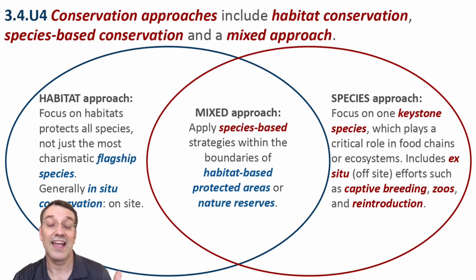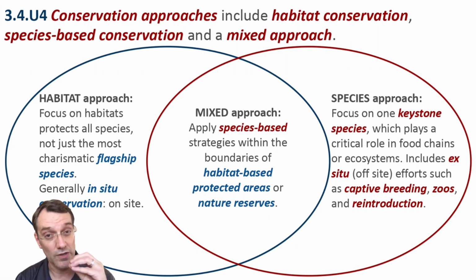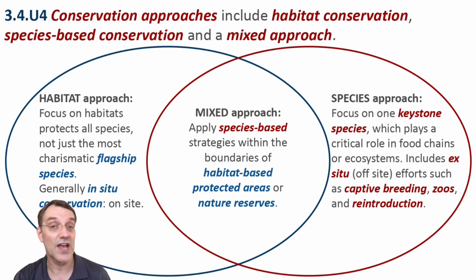Conservation approaches can be categorized into three main types. First is your habitat-based conservation strategy. Second is species-based strategies. And third is a mixed approach that combines both of the first two. Habitat approaches protect entire ecosystems. A species-based approach focuses on efforts to conserve an individual species, and a mixed approach, as you might guess by the name, combines both of those strategies into one.